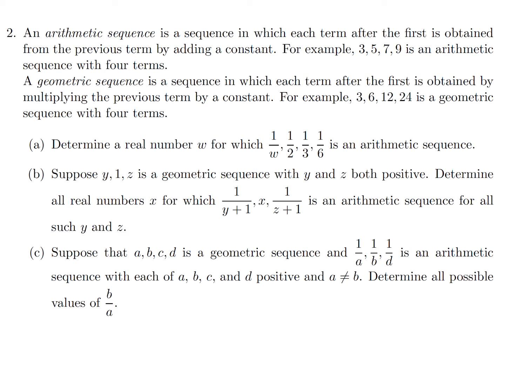Determine a real number, W, for which 1 over W, 1 over 2, 1 over 3, and 1 over 6 is an arithmetic sequence. If it's an arithmetic sequence, that means the difference from one term to the next is always the same. So basically what that means is that 1 over 3 minus 1 over 2, which would be the difference, would be the same as 1 over 2 minus 1 over W. Got it? So that's basically how you would do that question.